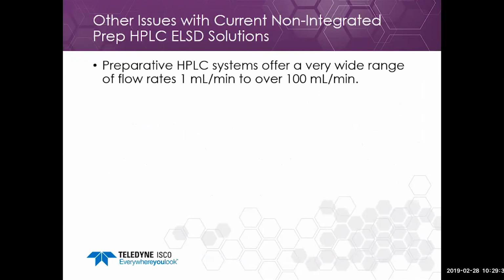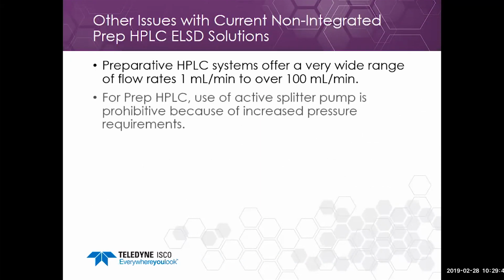Some other issues with current non-integrated prep HPLC ELSD solutions, like I mentioned before, is the broad range of 1 to over 100 mL a minute. For prep HPLC, use of an active splitter pump is prohibitive because of the increased pressure requirements from the thinner tubing.